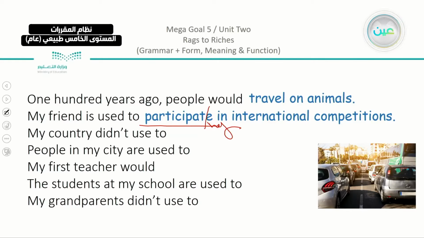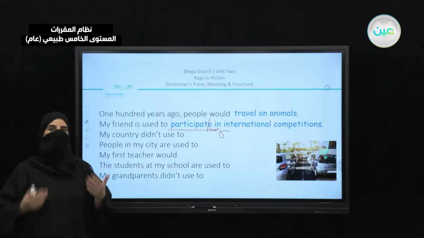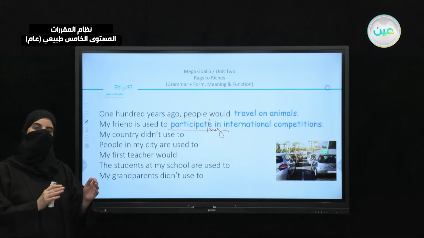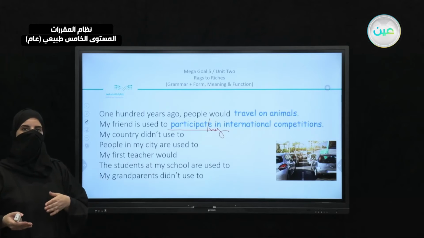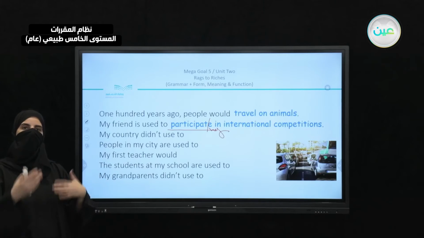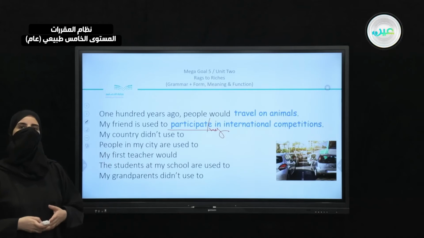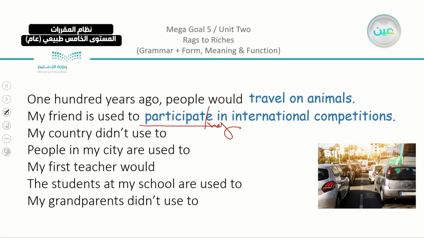Or we can say, my friend used to participate. This is a very good point to make you focus on what we have here: do we have just used to or be used to? You can choose, or you can correct the sentence according to the meaning that you have. Then we have number 3: my country didn't used to have a metro system, but now they do.